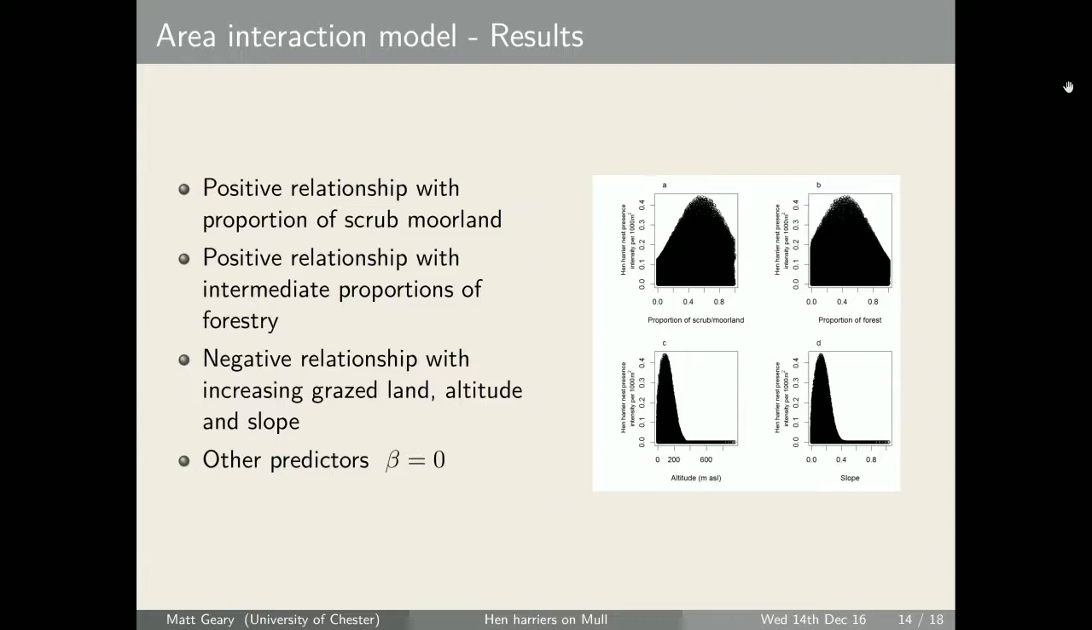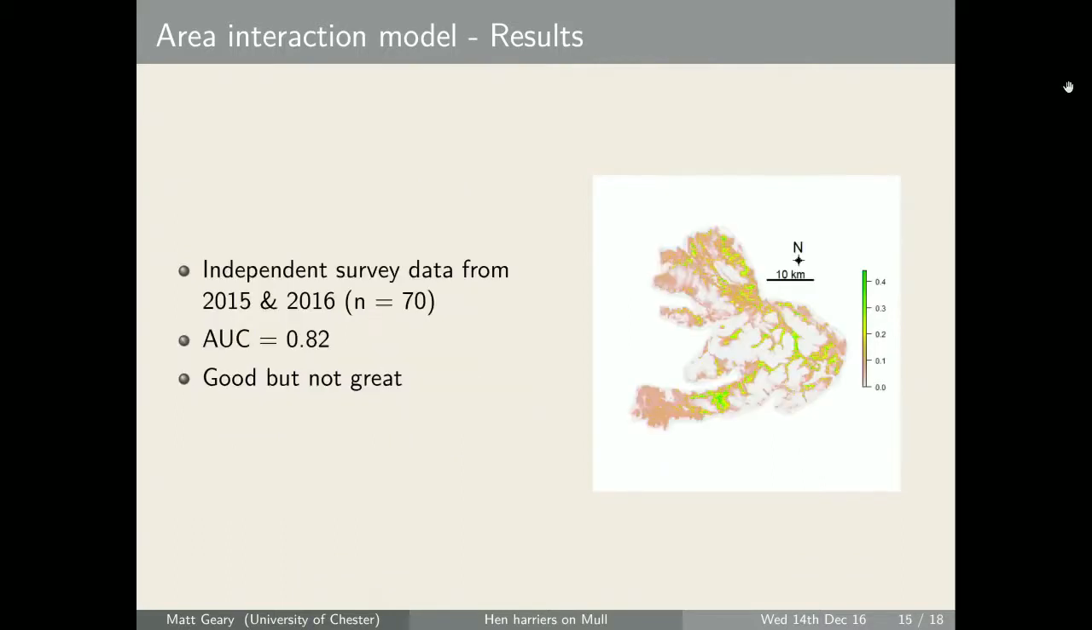The great thing about the model with the lasso penalty is that it can consider other interactions, it can consider other predictors, but will reduce their influence on the model to zero when they're not actually providing much to improve that model. So we end up with something which predicts spatially hen harrier incidence per unit area on the Isle of Mull. And it predicts areas that we know anecdotally are good for hen harriers. When we test the model, we get a predictive power from an AUC score of 0.82, which ideally we'd be looking for something above, say, 0.9. So this is good, but not great.